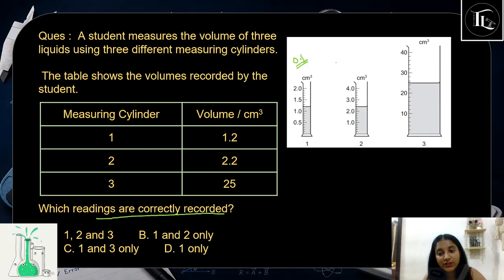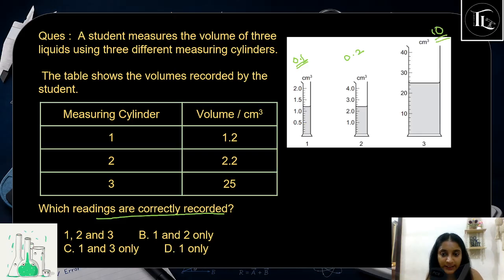Right, in the second one, we see it is 1, 2, 3, 4. And there are 5 divisions. That means each division will be equal to 0.2 in this case. And if we look at the third diagram, again, it goes from 10, 20, 30, 40. So in this case, each division will be equal to 10.